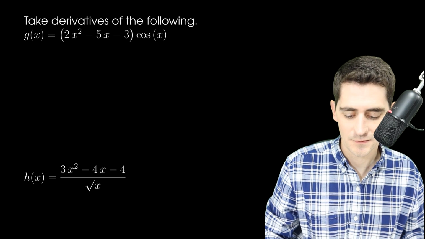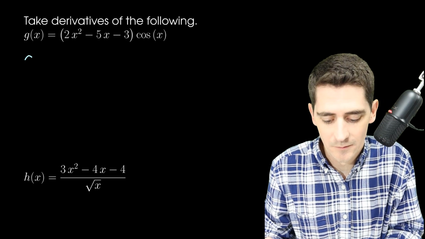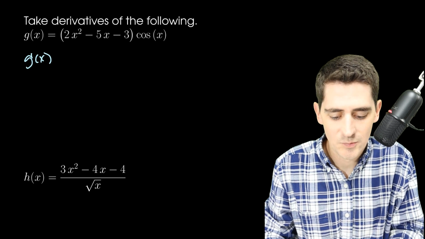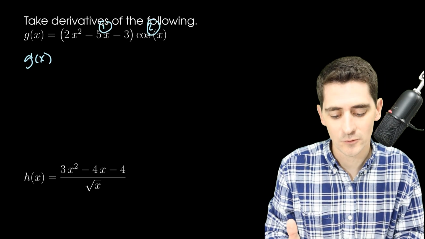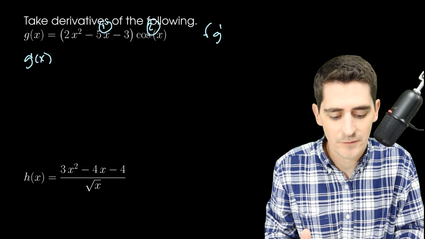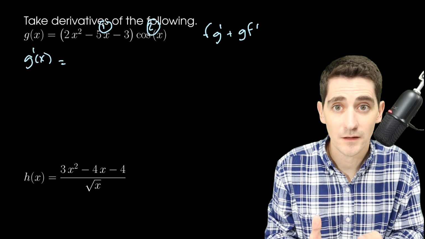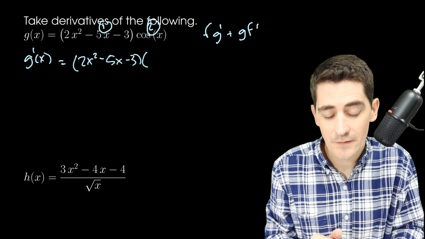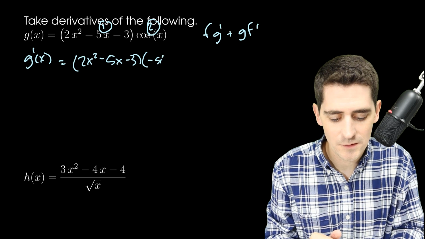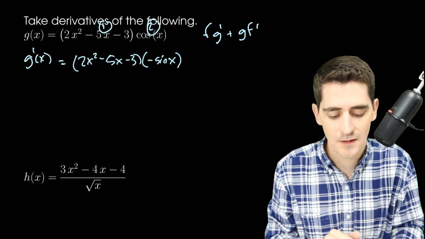So we have g of x is (2x squared minus 5x minus 3) times cosine x. If I'm taking the derivative of this, I have to do product rule because I have two functions being multiplied together. Product rule says first times the derivative of the second plus the second times the derivative of the first. So all I have to do is write the first times the derivative of the second, which is negative sine x. Make sure you put the parentheses to denote that you're multiplying those two things together, not subtracting.